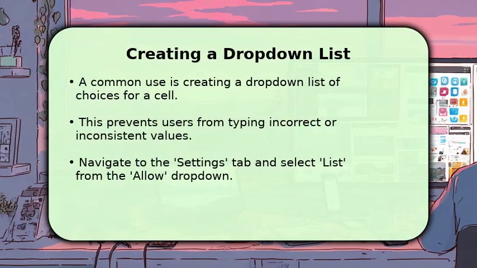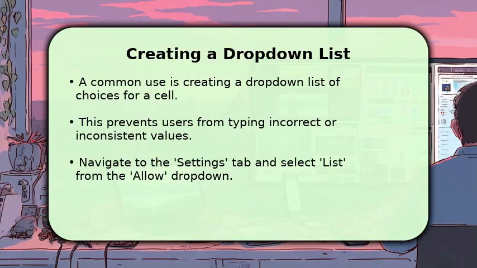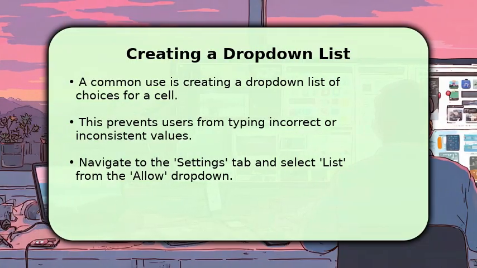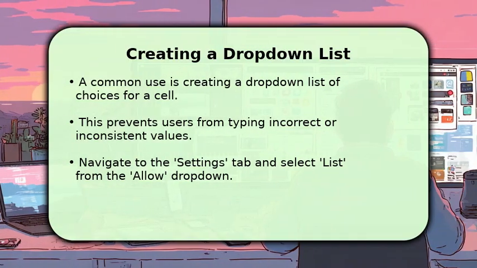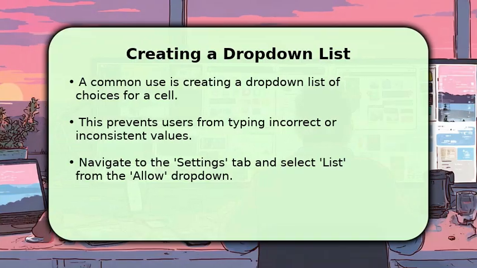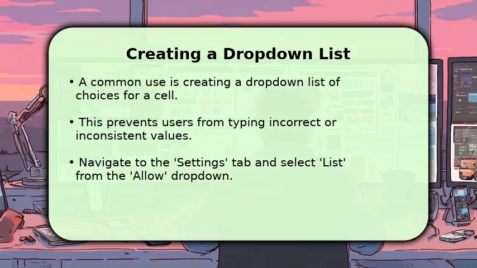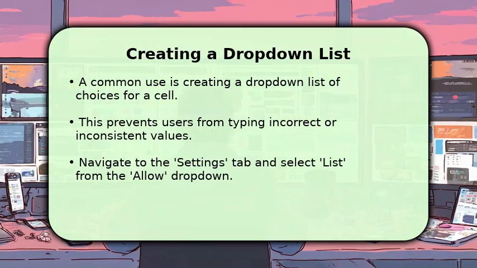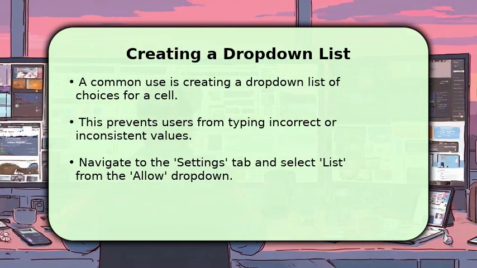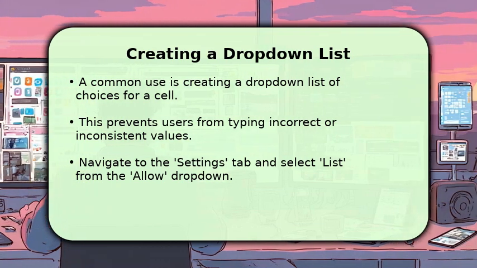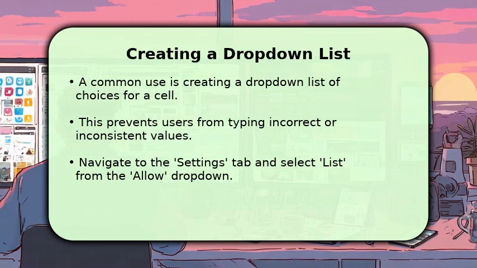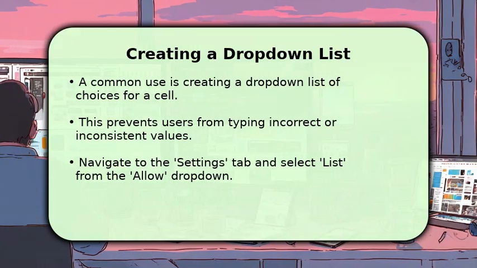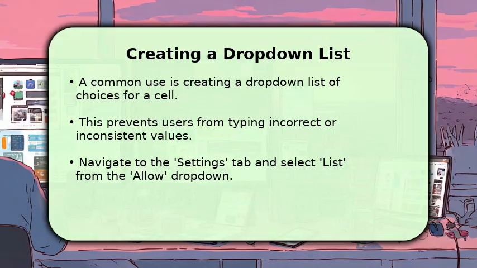One of the most powerful uses for data validation is creating drop-down lists, which greatly enhances user experience and data accuracy. Imagine you need users to select from a predefined set of options, like departments or product categories. On the Settings tab, choose List from the Allow drop-down menu. You can then type your list items directly into the source box, separated by commas, or you can select a range of cells containing your list. This ensures everyone inputs consistent data, reducing errors significantly.